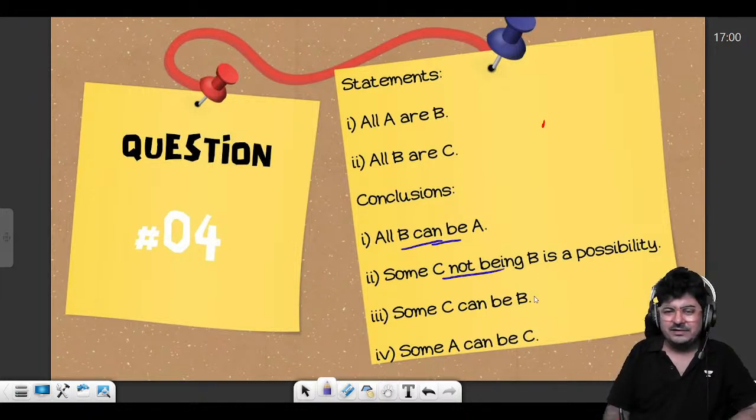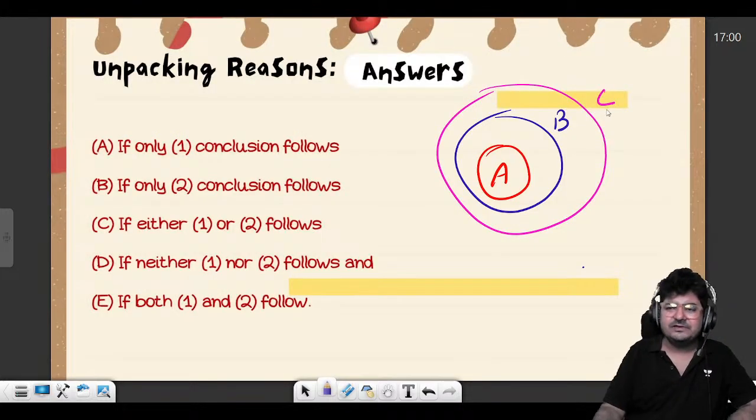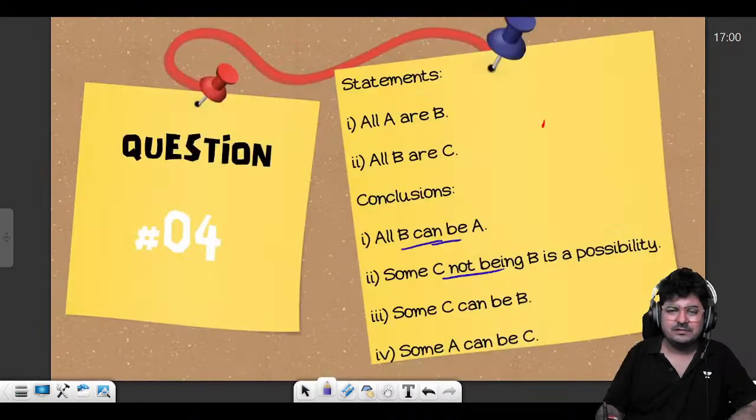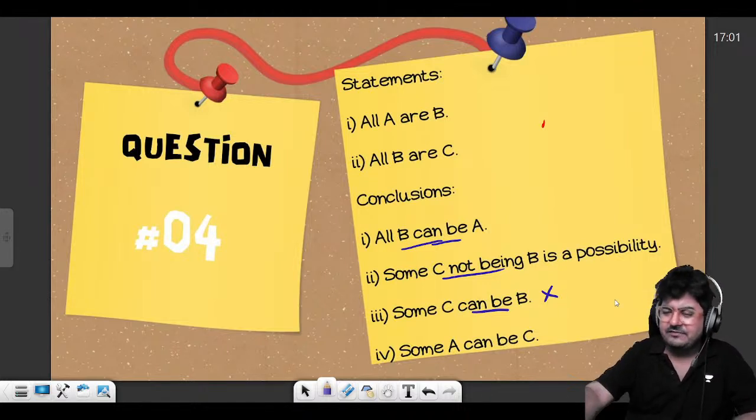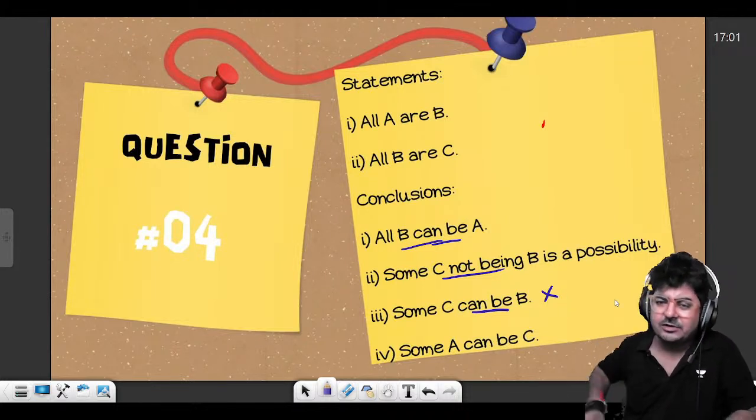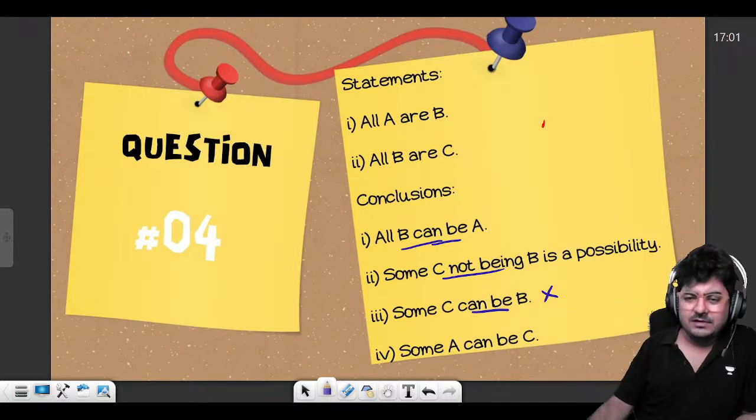Let's see this one too. Some C can be B. Can be. It is false, obviously, because it is a fact. Some C are B, that is obvious. I hope you are understanding this. The third statement is false.